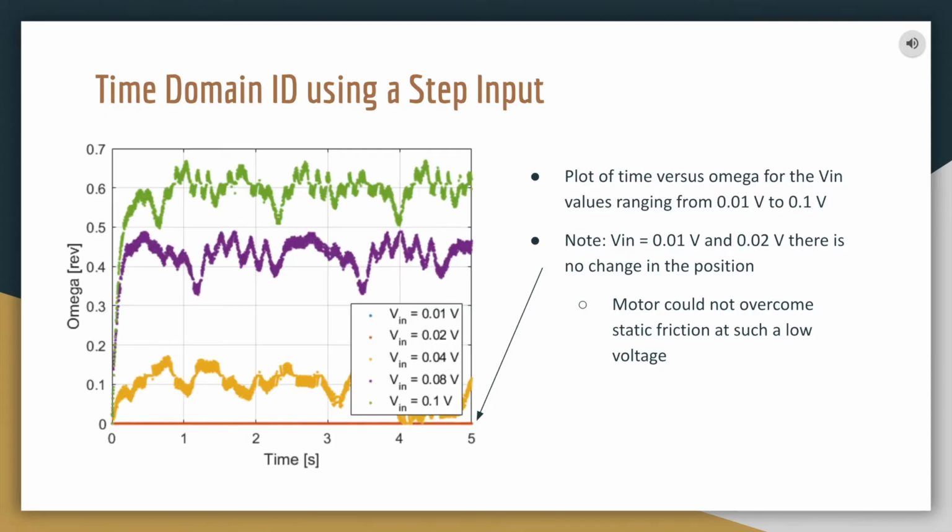In this slide is the plot of the omega versus time for the Vn values ranging from 0.01 volts to 0.1 volts. As you can see, the omega is 0 for the input voltages at 0.01 volts and 0.02. This lack of change in position might be because the voltage is so low that the motor really struggles to overcome the static friction, and also accounts for the oscillations around the steady state of the graph.